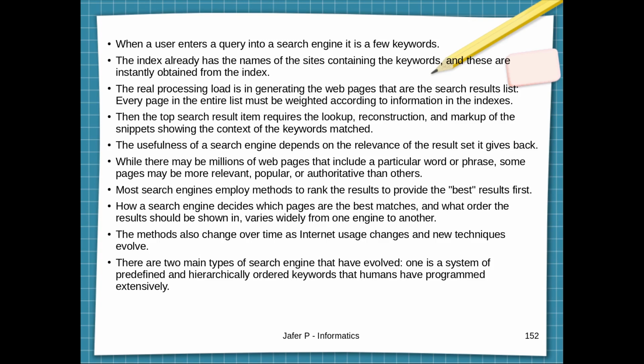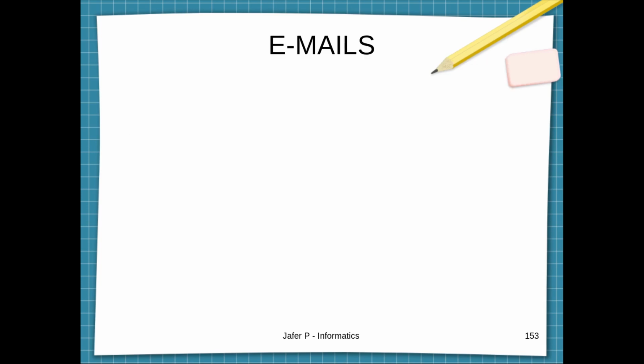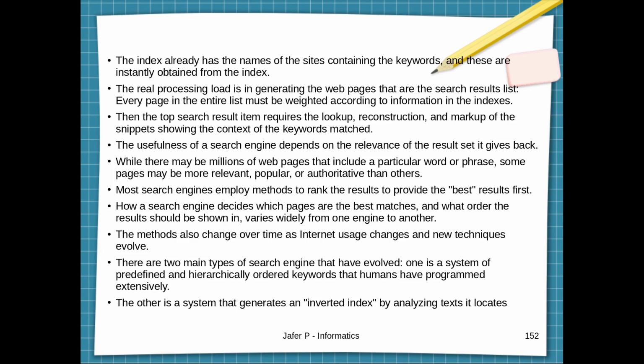So there are some search engines where humans are programmed extensively, right? Humans have programmed, but there are some search engines which are not programmed by humans. It will automatically take. The other is a system that generates an inverted index by analyzing the text it locates. So inverted index is possible, right? So that's about search engines, right?